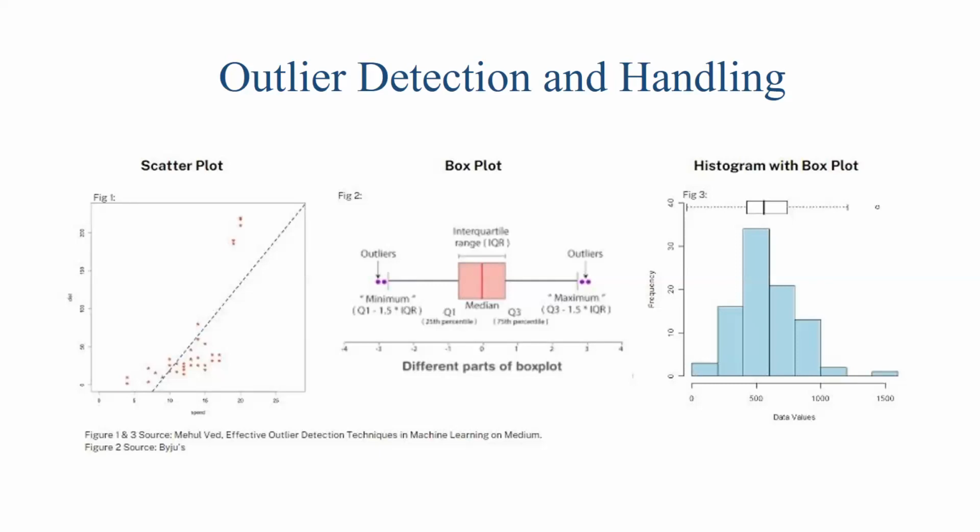We have two most commonly used models. One is the isolation forest and one is the one-class SVM. The abbreviation SVM stands for support vector machine. Coming to the isolation forest, this model identifies the outliers by isolating them in a binary tree.